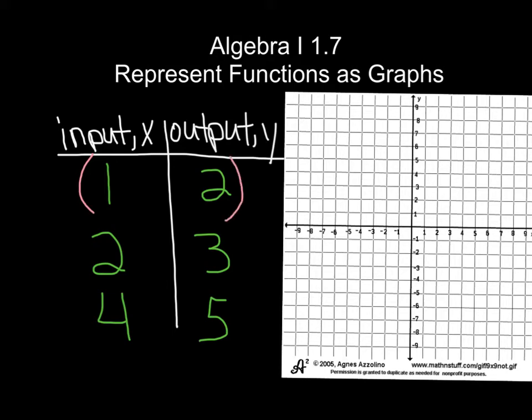So we are going to come to our graph and put that ordered pair on here. When x is 1, y is 2. So here's this point. The next ordered pair they show us is 2, 3. When x is 2, y is 3. So you have that ordered pair. And the last ordered pair they show you is 4, 5. So when x is 4, y is 5.